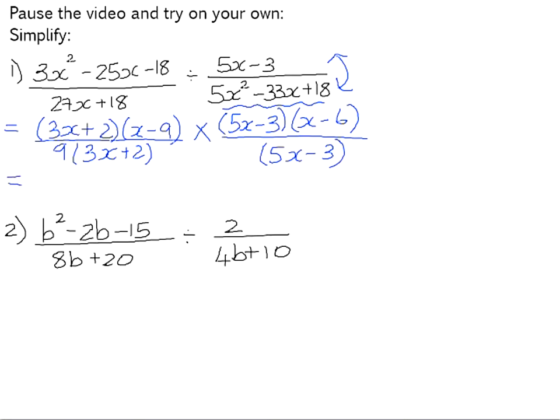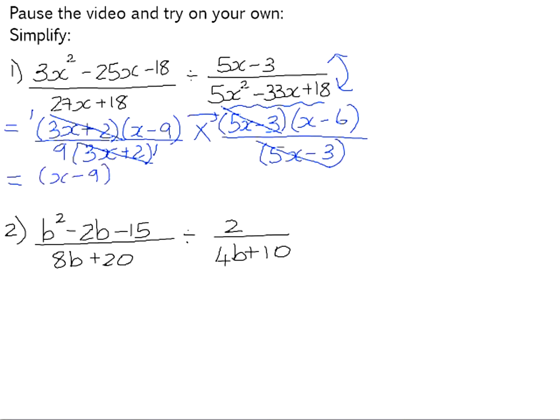We now divide the numerators by like factors in the numerator with like factors in the denominator. So 3x plus 2 divided by 3x plus 2, 5x minus 3 divided by 5x minus 3. And now we just multiply what's left.